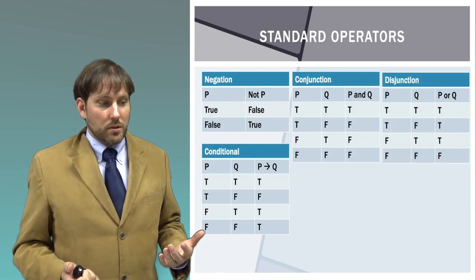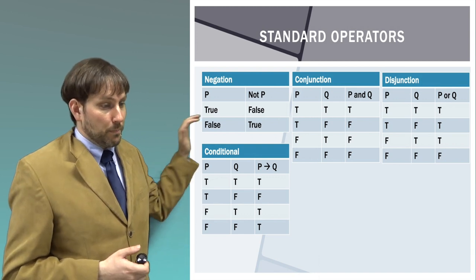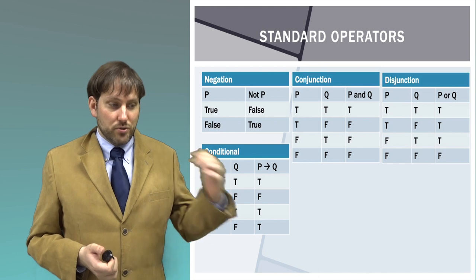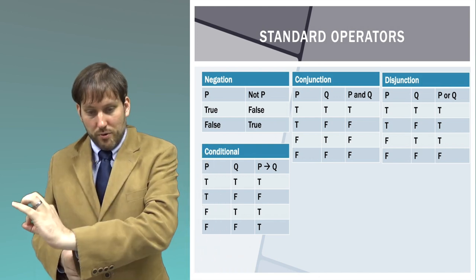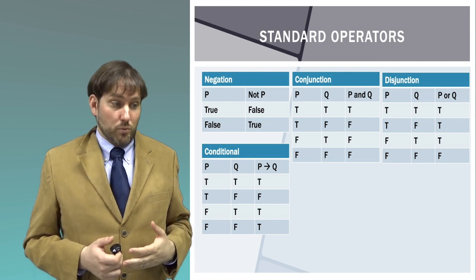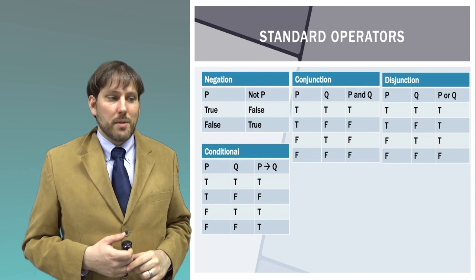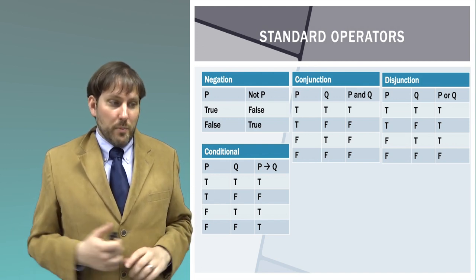So one other way we can look at this is we learned about some standard operators. We had the operator P, where if we negate that, it does the opposite. So if P is true, then not P is false. If P is false, not P is true. So this is the way that negation works. Negation works on only one thing at a time. So just to give an example, Dr. K is tall. Dr. K is not tall, then becomes false.